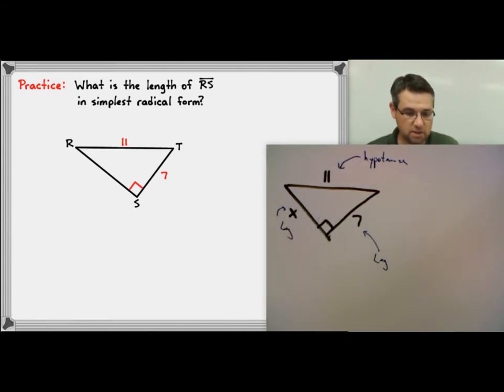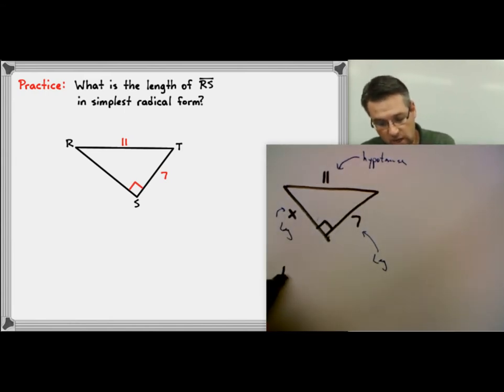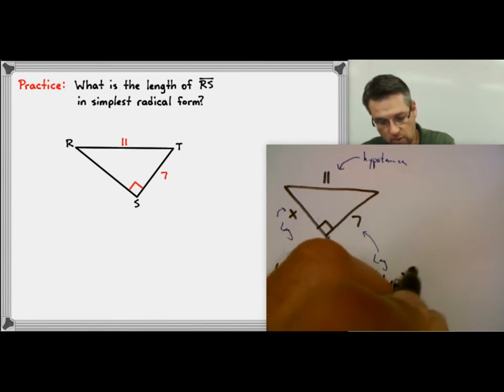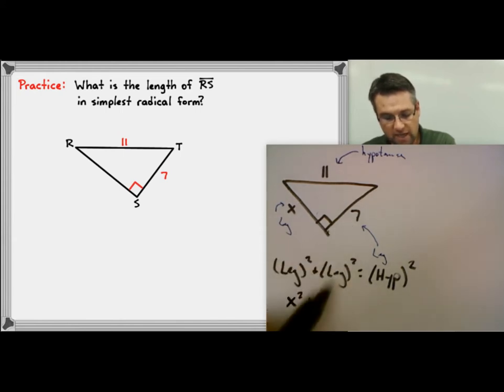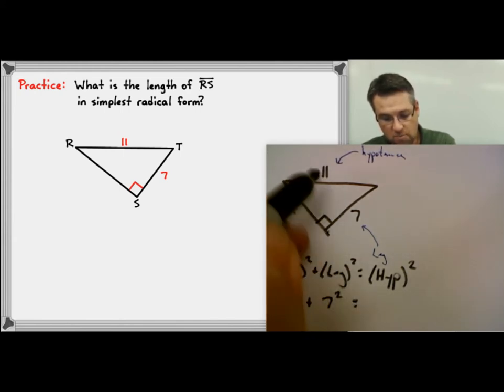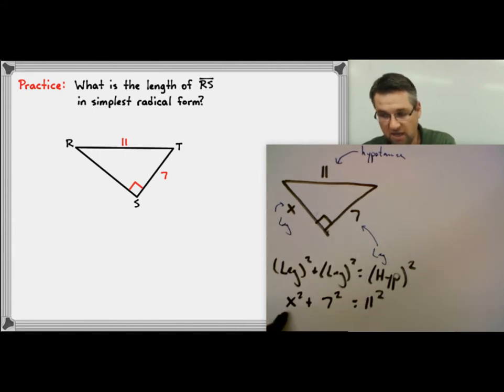So remember, the Pythagorean theorem said leg squared plus leg squared equals hypotenuse squared. So we just plug these things in. Well, what's one of the legs? One of the legs is x. Another leg is 7. And then the hypotenuse is 11. So here we have x squared plus 7 squared equals 11 squared. You could have also said 7 squared plus x squared equals 11 squared. It would produce the same thing.